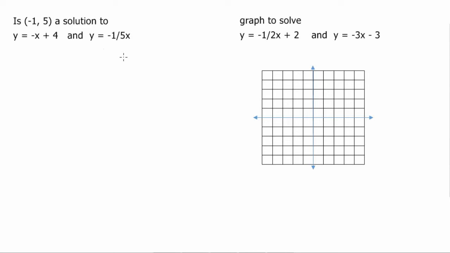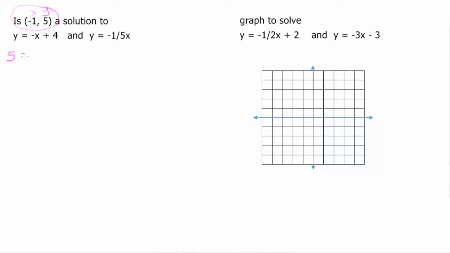Okay? Now sometimes it's just going to say is a point a solution. So basically, if you plug these in, is this point on both lines? So algebraically you just plug them in. This is x, this is y. You just plug them in.